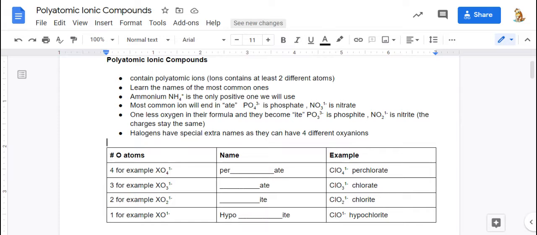One less becomes chlorite. But sometimes you can have 4 oxygens, like in the top example. And then you have to put a prefix per in front of chlorate. So it becomes perchlorate. If it was bromine, BrO4 1 negative, it would be perbromate. And then 2 less than the most common ion is hypo-ite. So hypochlorite, hypobromite.